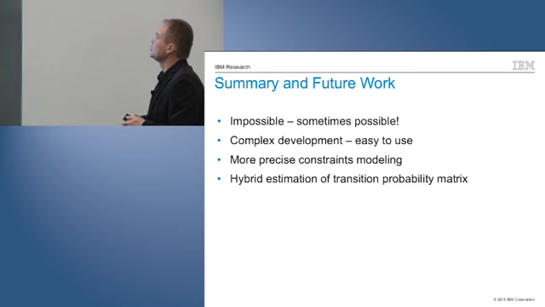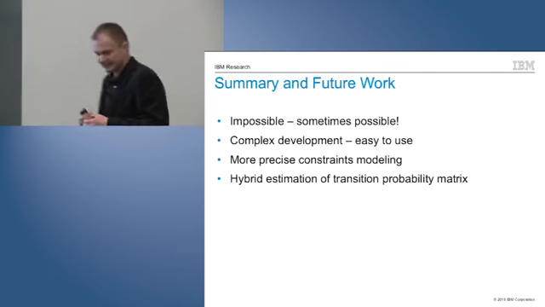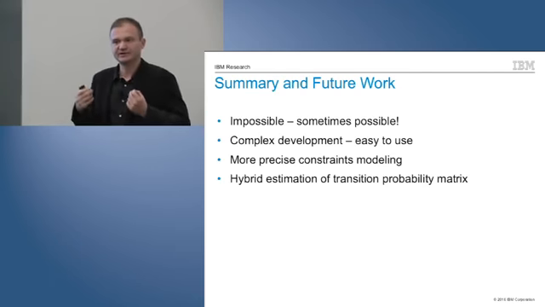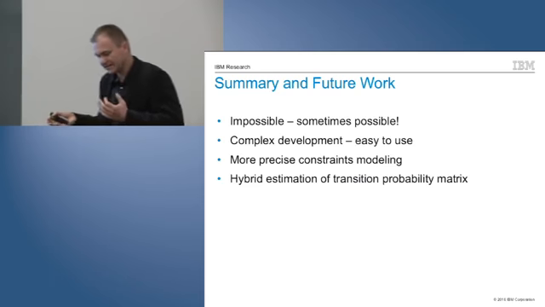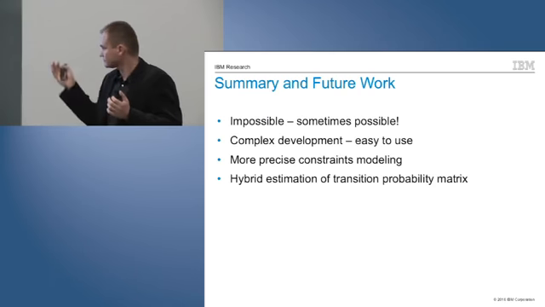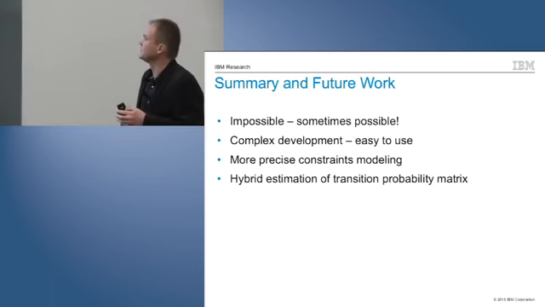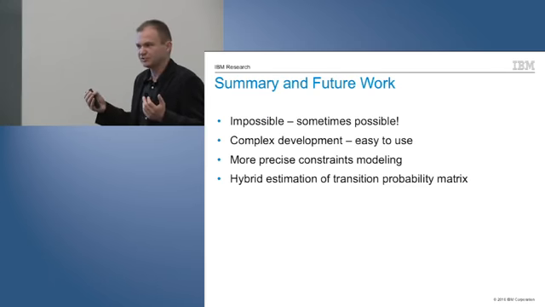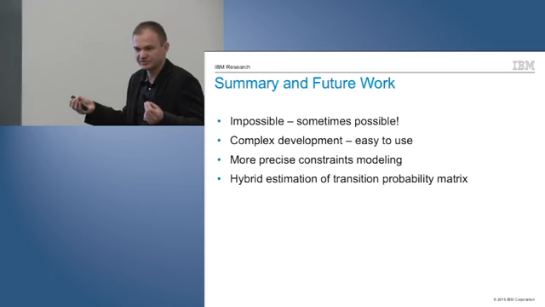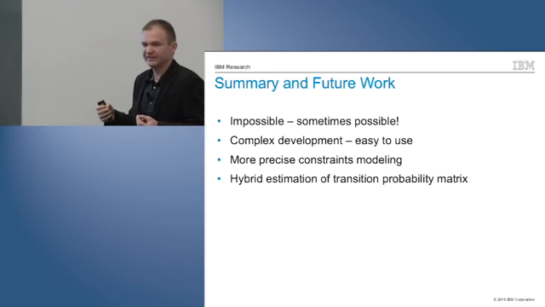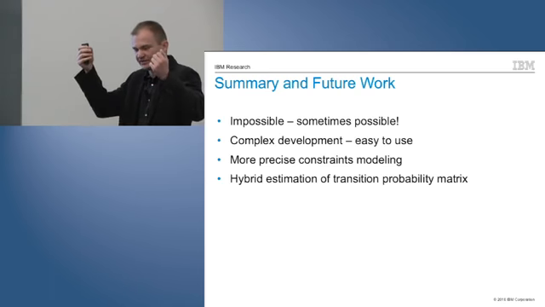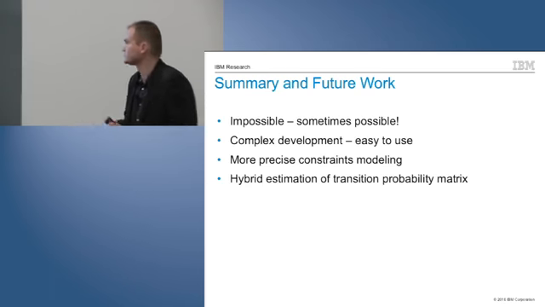There are two topics in progress. First is more precise constraints modeling. There are different types of constraints. Some hard constraints, some expected average constraints. In this implementation, we approximated everything with expected average constraints, and we had to take margins. At the moment we model everything precisely, we can remove the margins and decrease the cost again.